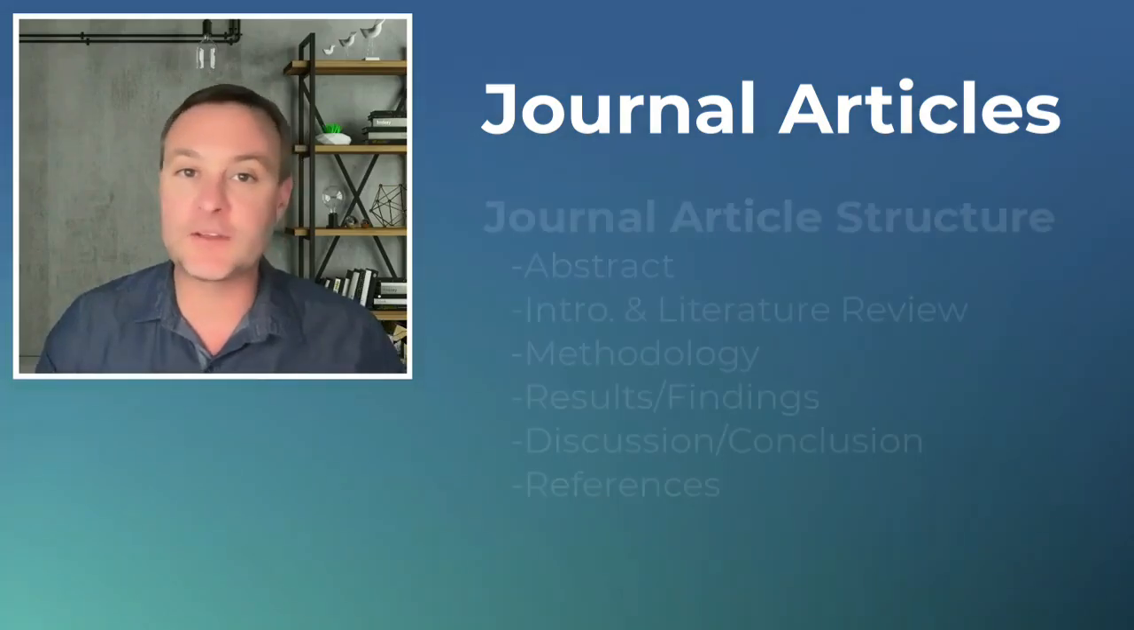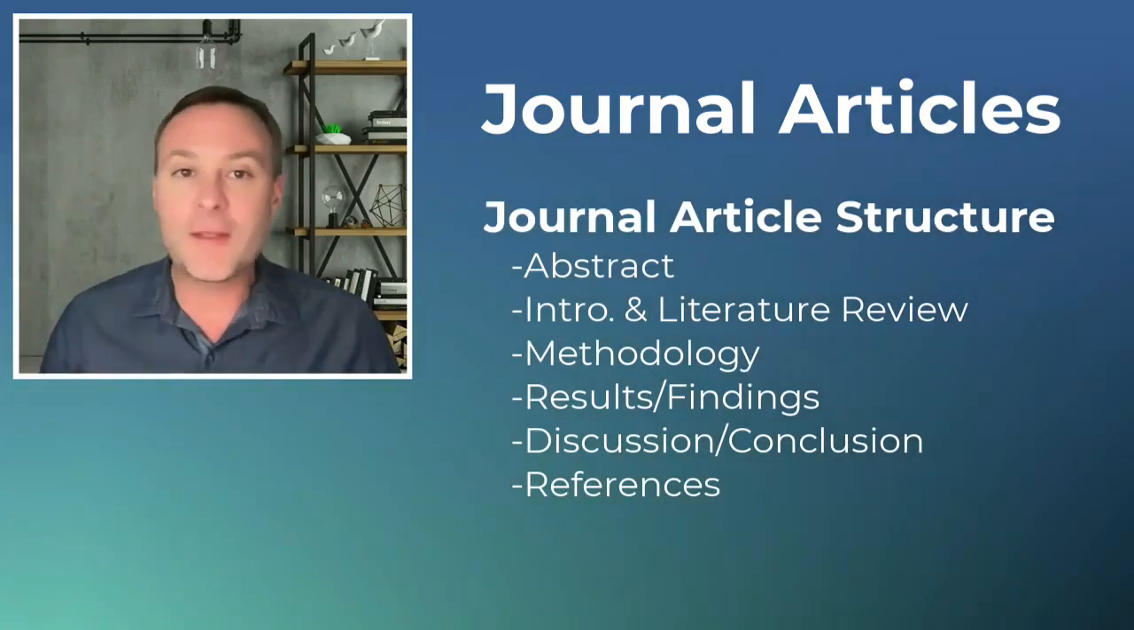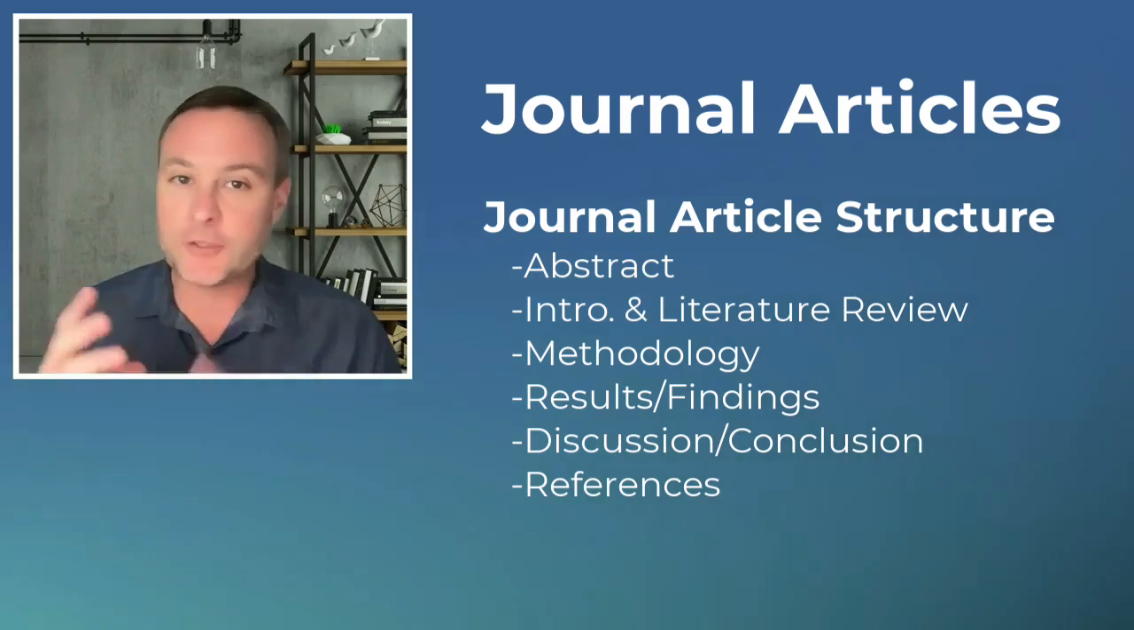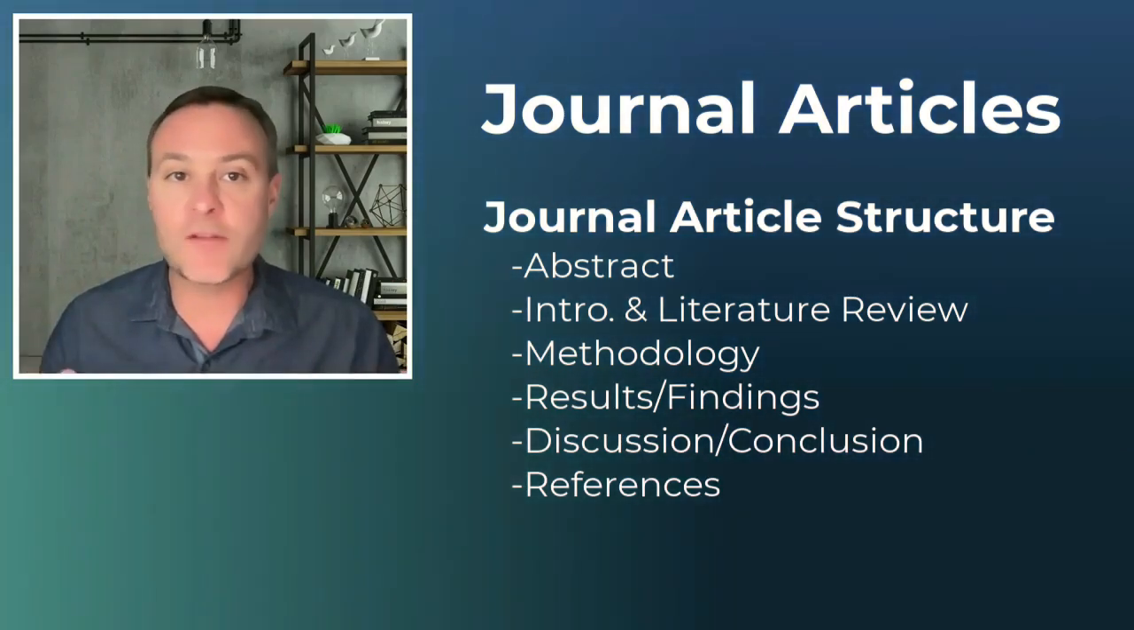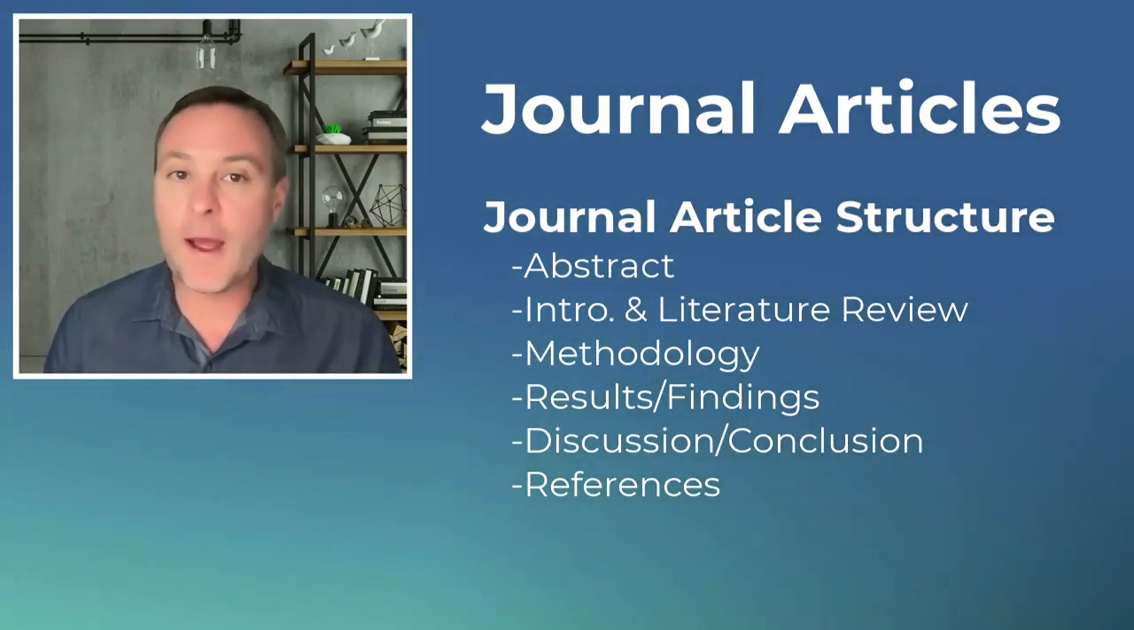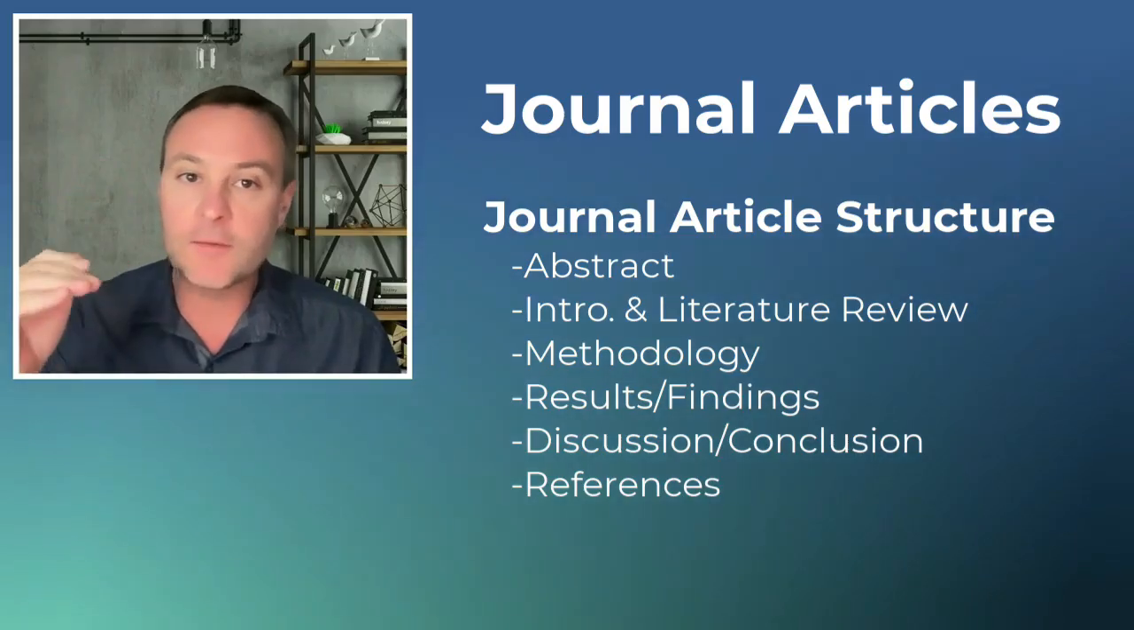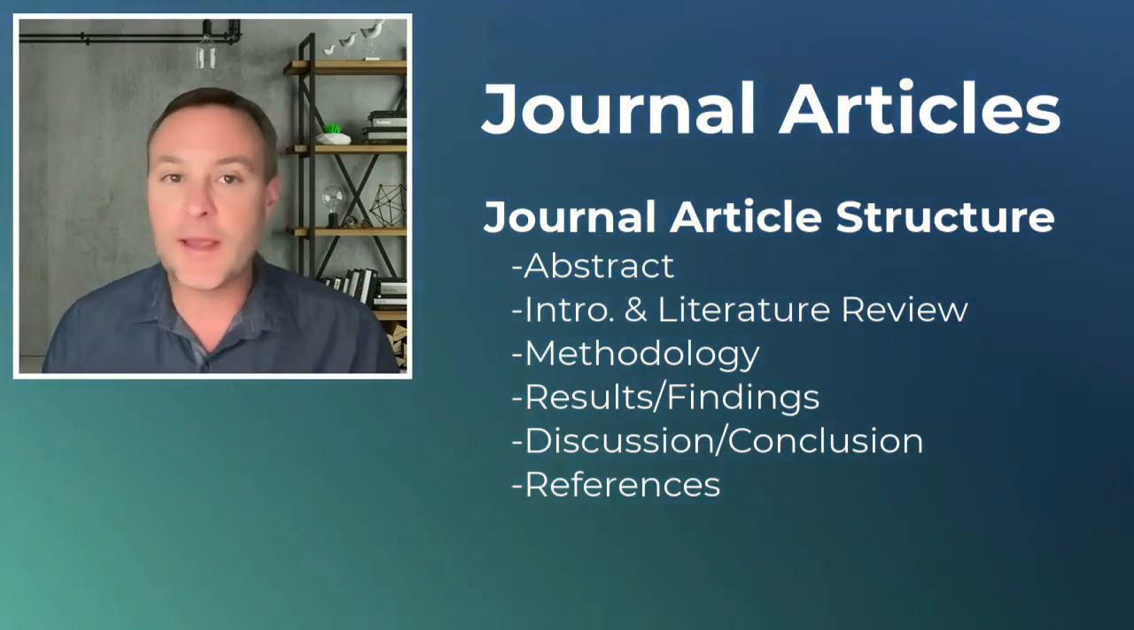So real quick, what's the basic structure of a journal article? There are some common sections. Usually there's an abstract, which is a 200 or 300 word summary of the paper, what it's about. Maybe it's key theory, data, findings, and implications.